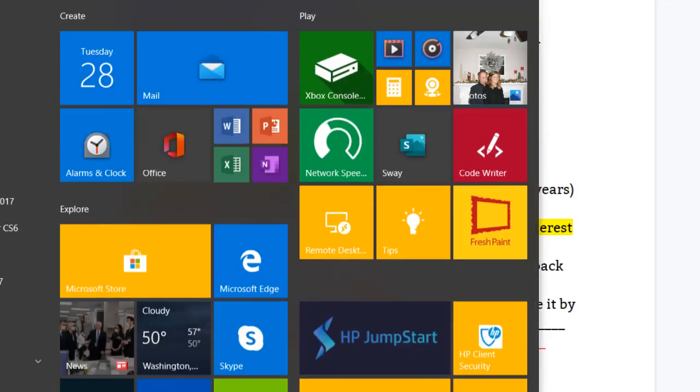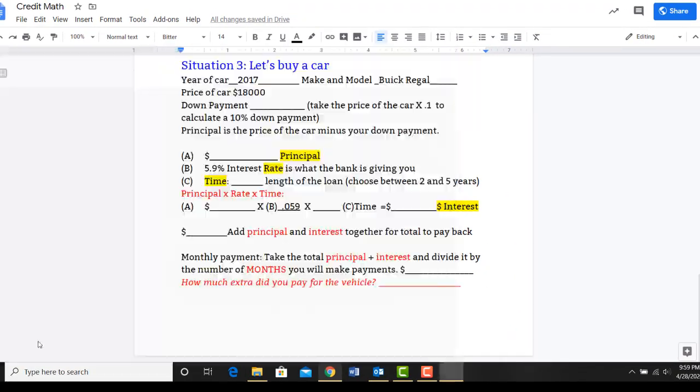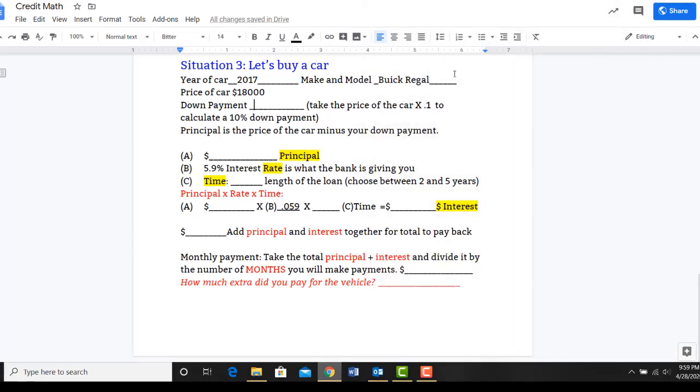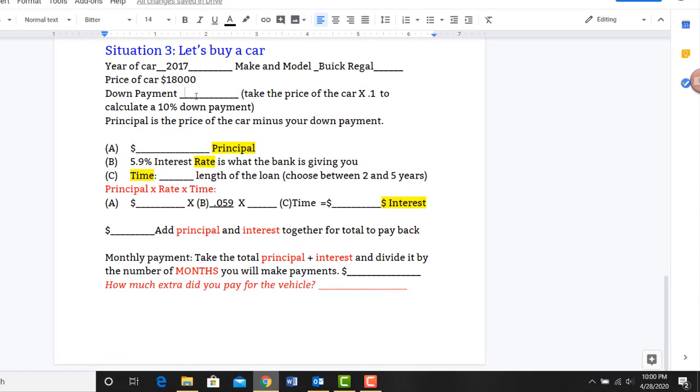So I'm going to go to my calculator. I'm going to take $18,000 times 0.1, that's 10%. $1,800 is my down payment. So I'm going to put $1,800 as my down payment.